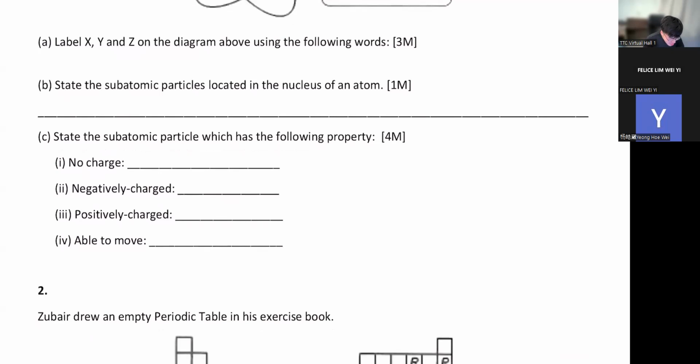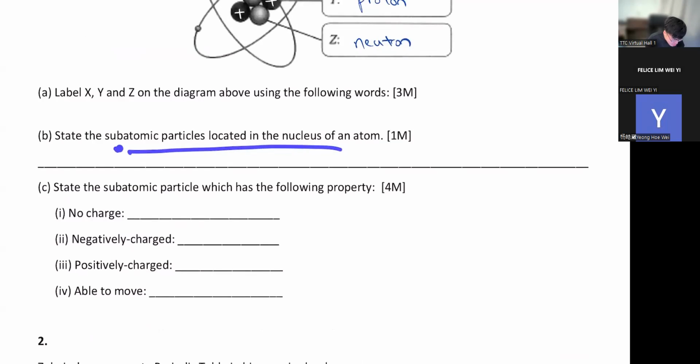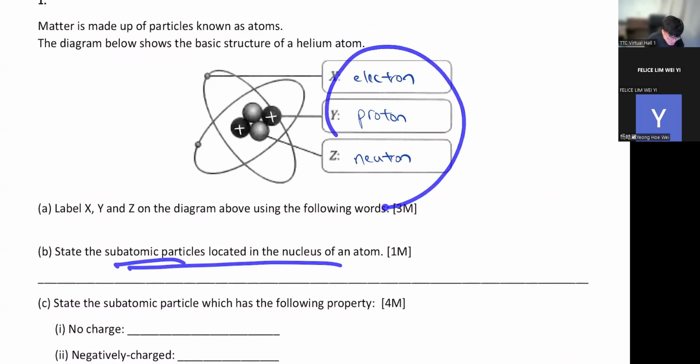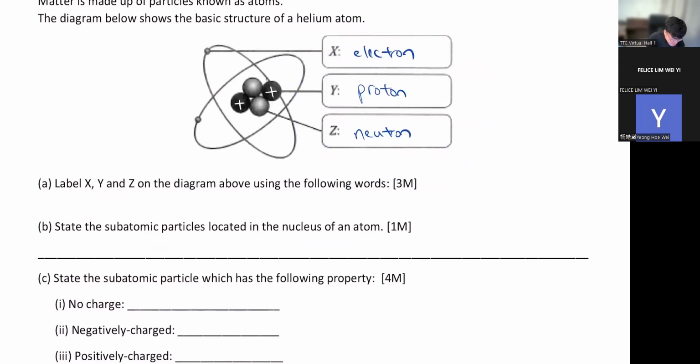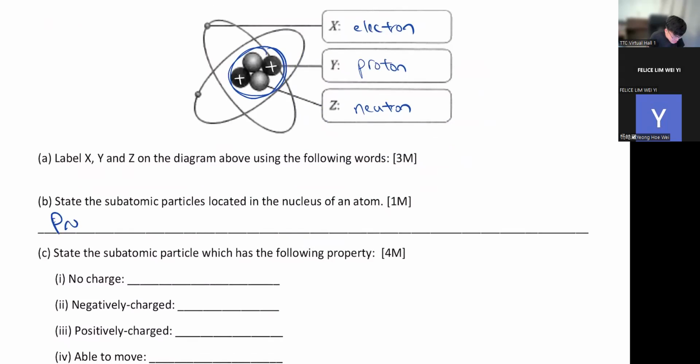Anyway, so B, subatomic particle in the nucleus. What is a subatomic particle? These three are subatomic particles. So what is inside the nucleus? This is your nucleus, and your nucleus is your proton and your neutron.